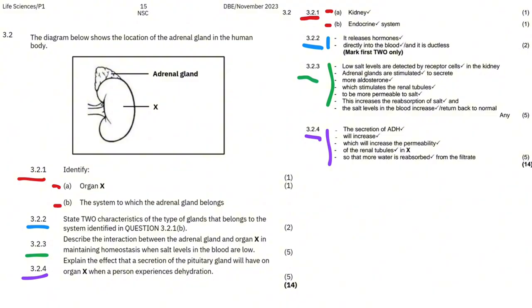3.2.2. State 2 characteristics of the type of glands that belong to the system identified in question 3.2.1b. The answer is it releases hormones directly into the blood and it is ductless.